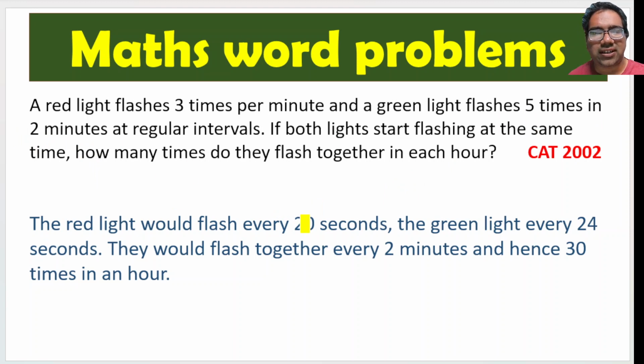One is flashing every 20 seconds, another is flashing every 24 seconds. What is the LCM of this 20 and 24? It is clearly 120. And 120 means 2 minutes. Every 2 minutes, they will intersect. What does that mean? In each hour, they will flash together 30 times.